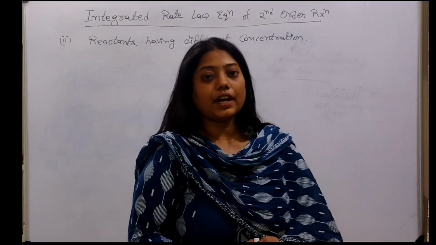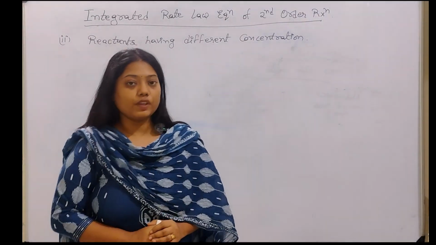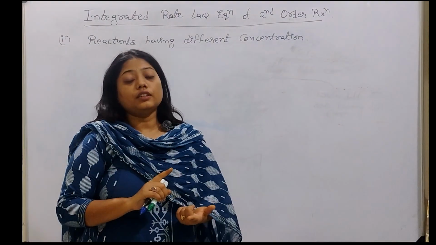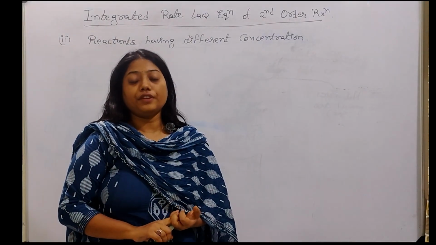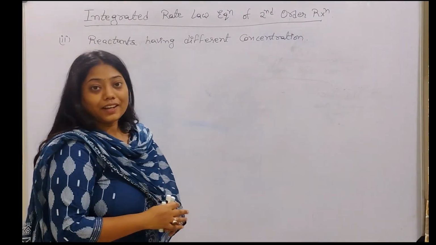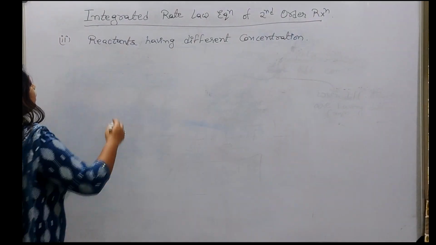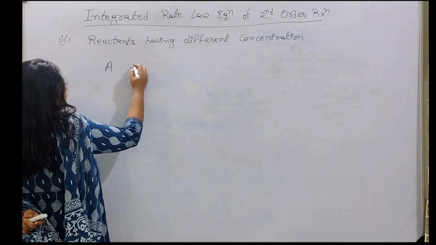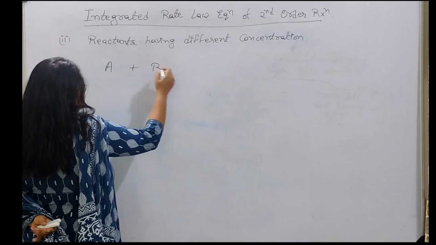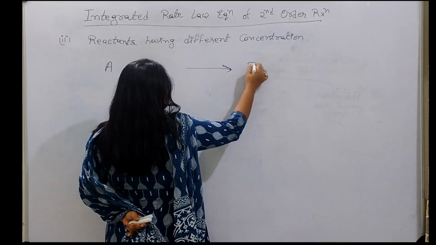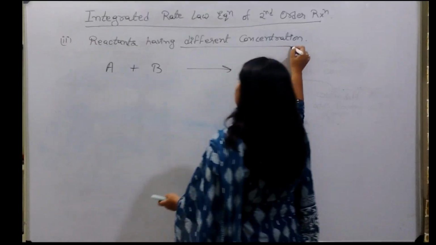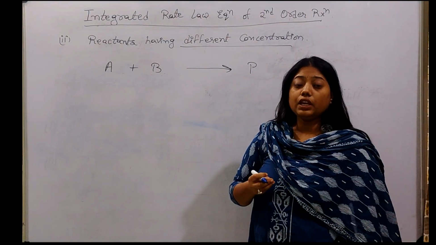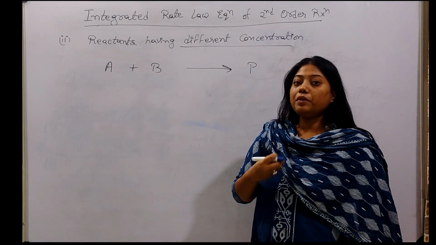So today let's start with the integrated rate law equation of a second order reaction, where our condition is that both the reactants should have different concentrations. So let's start. For example, let's take an equation at first. That is, A is one reactant, it is reacting with B and giving the product P. But the condition itself says that the concentration of both the reactants should not be the same, should be unequal.